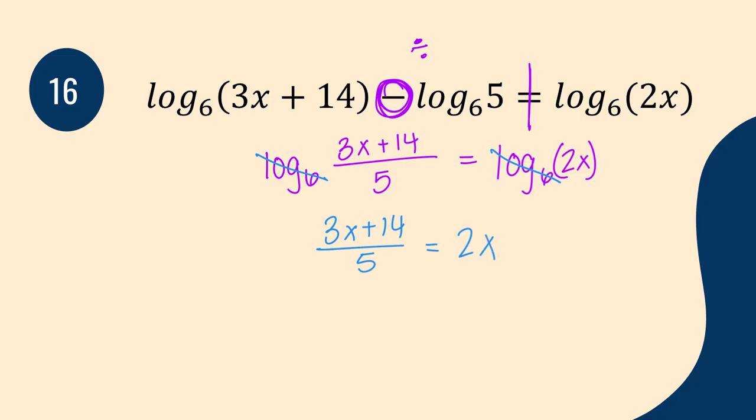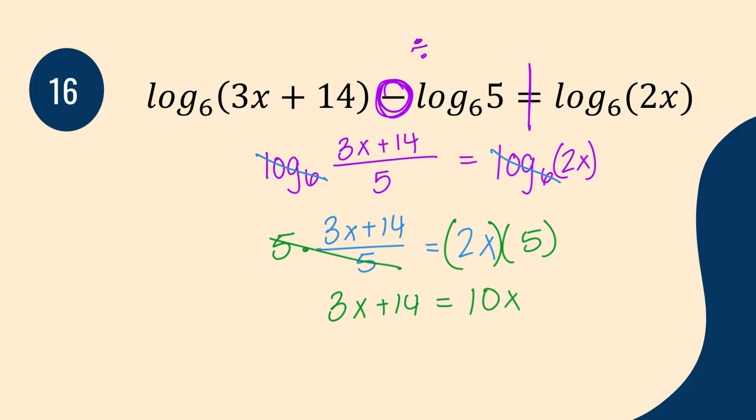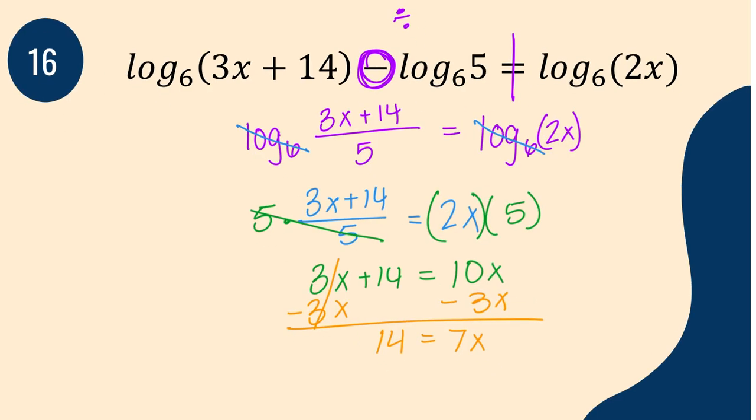How do I solve for x? What do I do first? I'm going to go ahead and multiply by 5 on both sides. Okay, 5's are going to cancel out. I'm going to have 3x plus 14 equals 10x. Then subtract 3x from both sides. I'm going to end up with 14 equals 7x. And then this one's pretty easy. All you have to do is divide by 7. And if you divide by 7 correctly, your answer is going to be x equals 2. And you're done. So these questions are super easy.